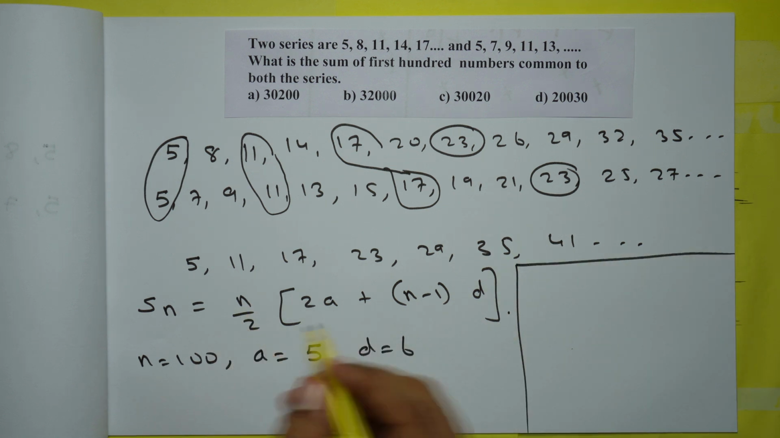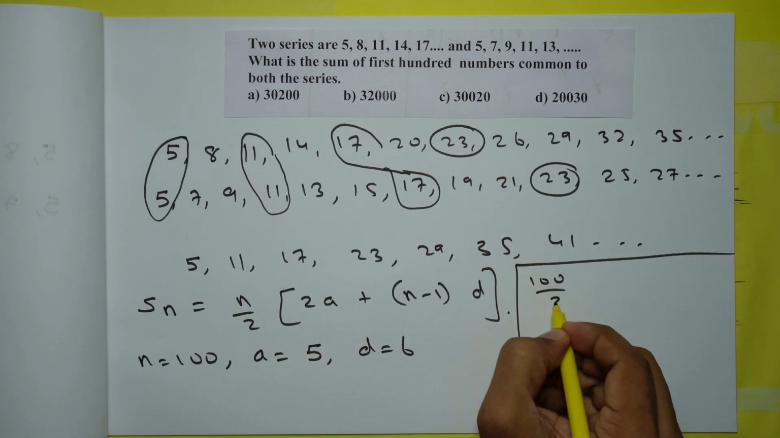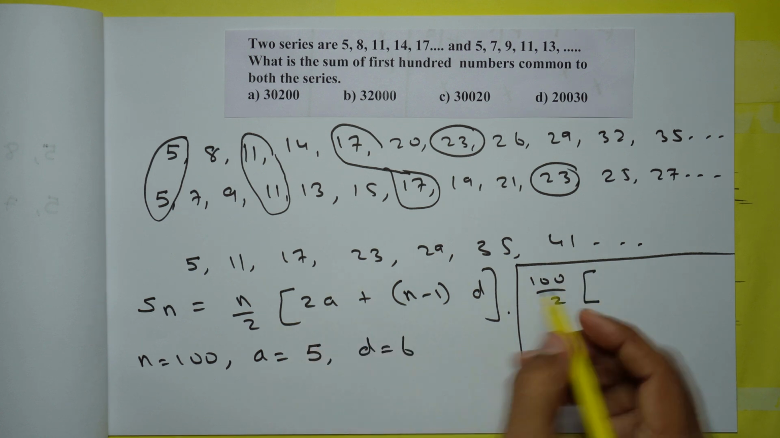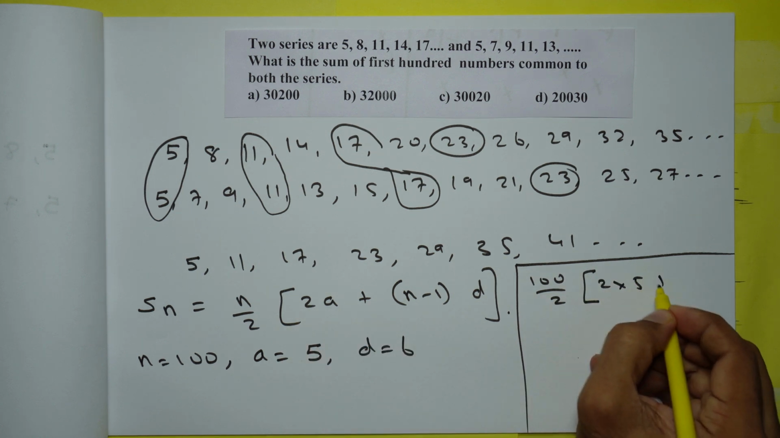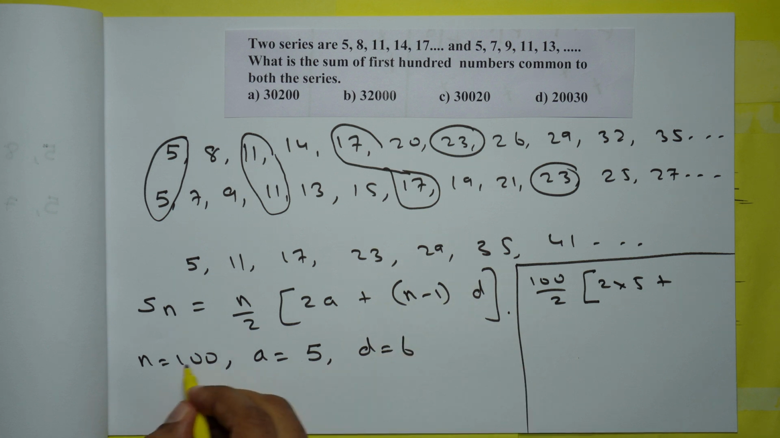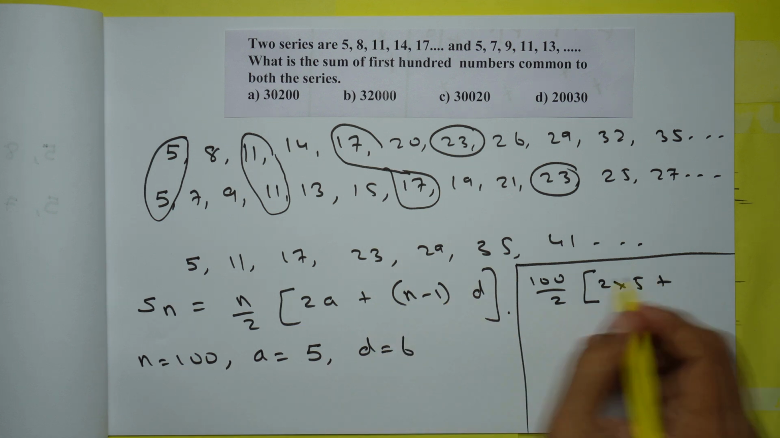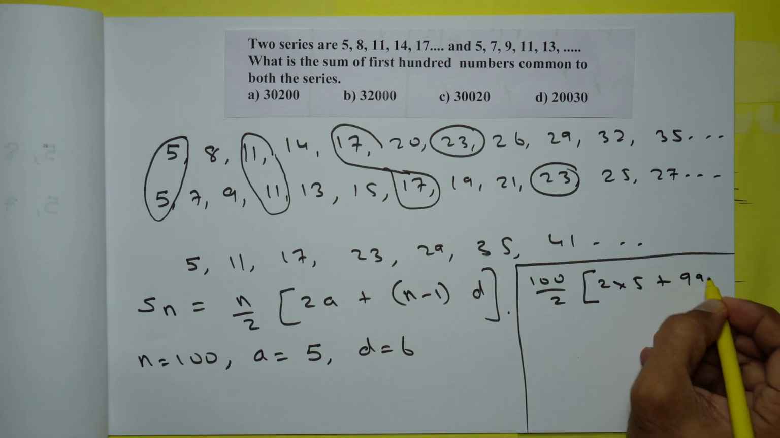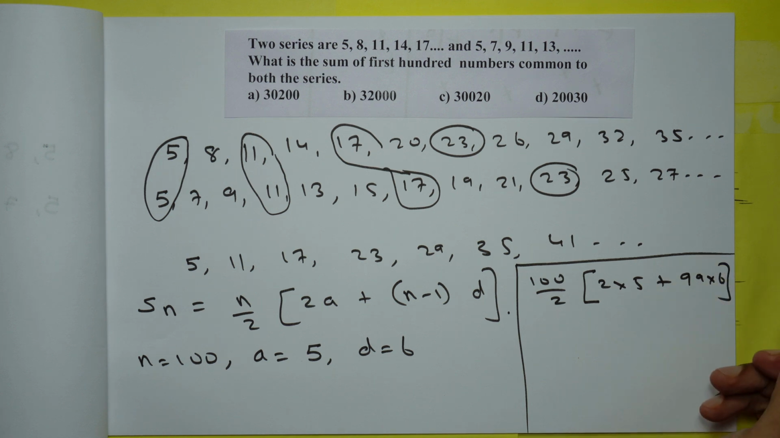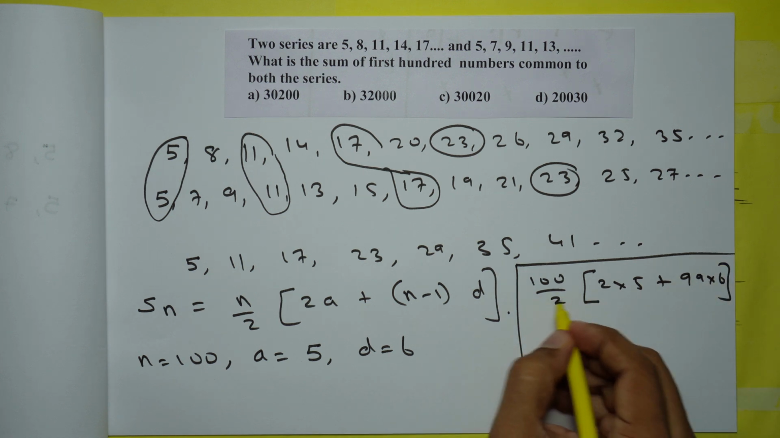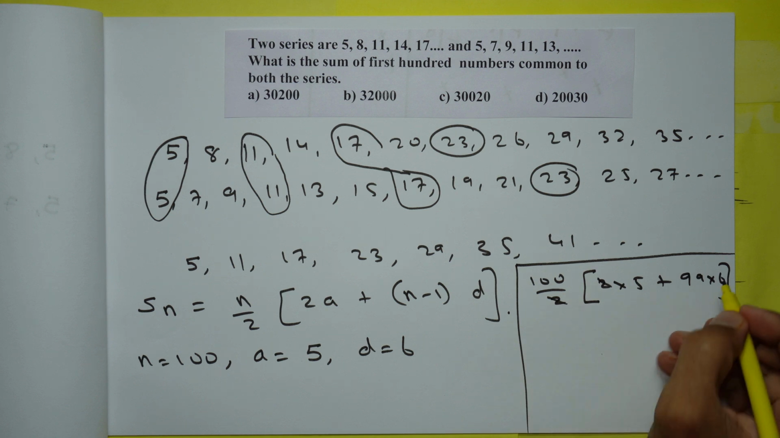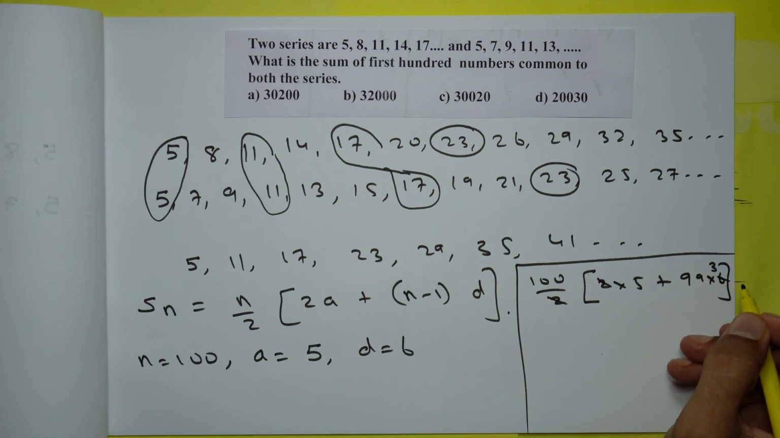That is equal to n by 2. N is equal to 100. So 100 by 2 into 2a. So that is 2 into 5 plus n minus 1. N is equal to 100 into d. That is n minus 1 is 99. 99 into d is 6. I'll just bring 2 inside. So 2 cancels out with this 2. Here 2 divides 6 3 times.